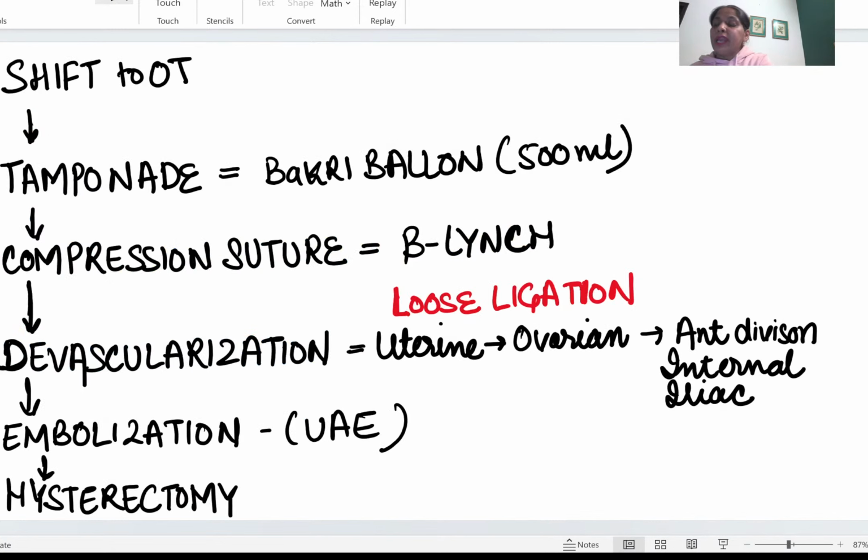Now, once we have given all the uterotonics, still the bleeding is not getting controlled. So now we have to give tamponade. That is, we have to put pressure, and we do it by Bakri balloon. We put it by inflating the Bakri balloon in the uterus. Then that inflated Bakri balloon gives pressure on the myometrium, so that the myometrium can contract. And this we are going to do in the OT.